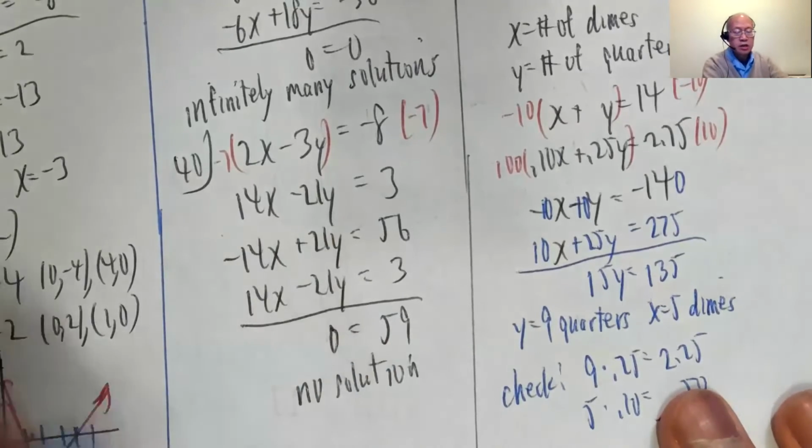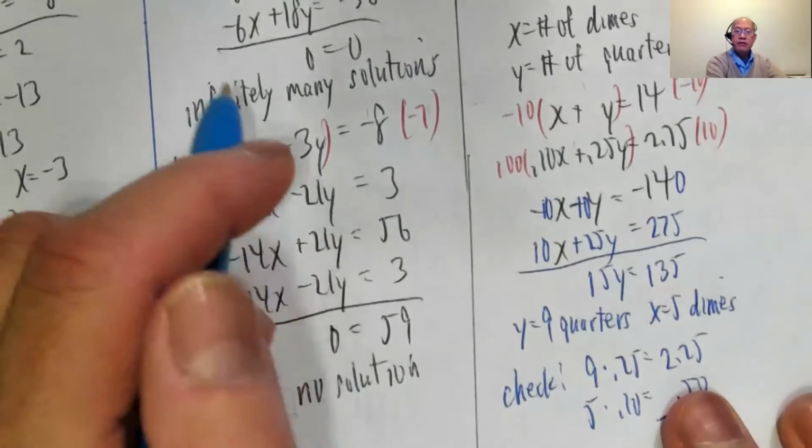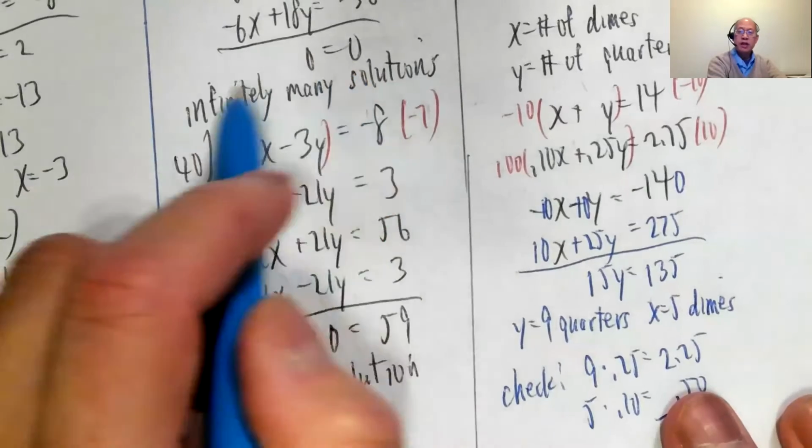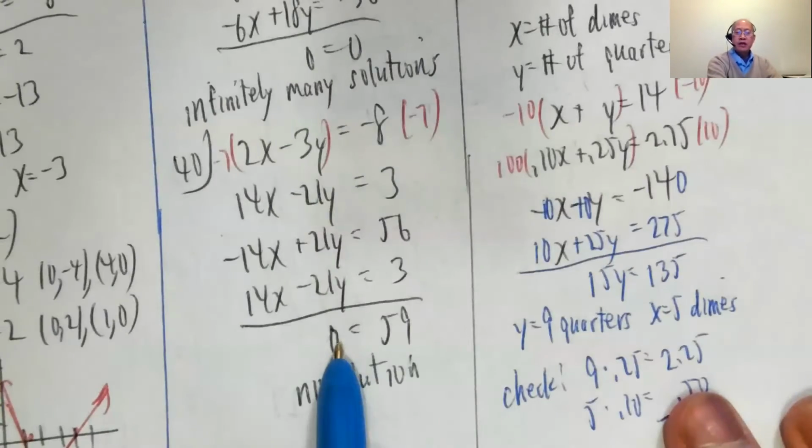That's a contradiction. So this is a case of no solution. So if you ever get 0 equals 0, or 7 equals 7, that's infinitely many solutions. If you get something like 0 equals 59, that's no solution.